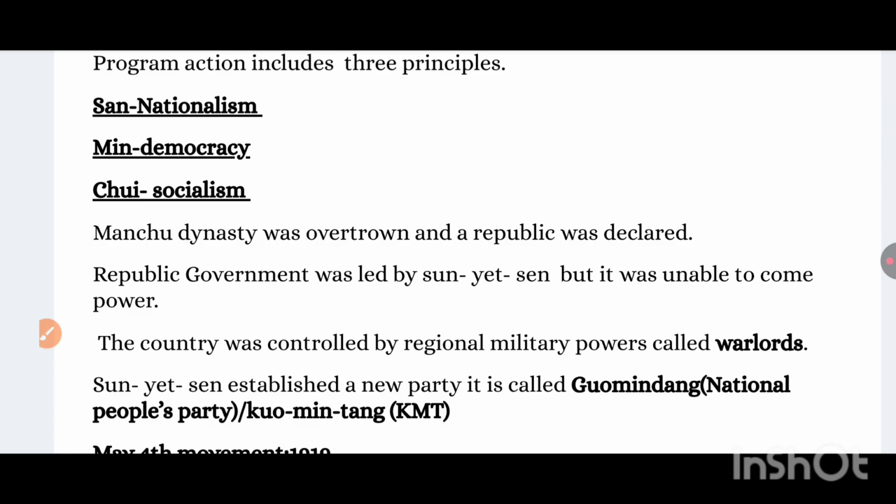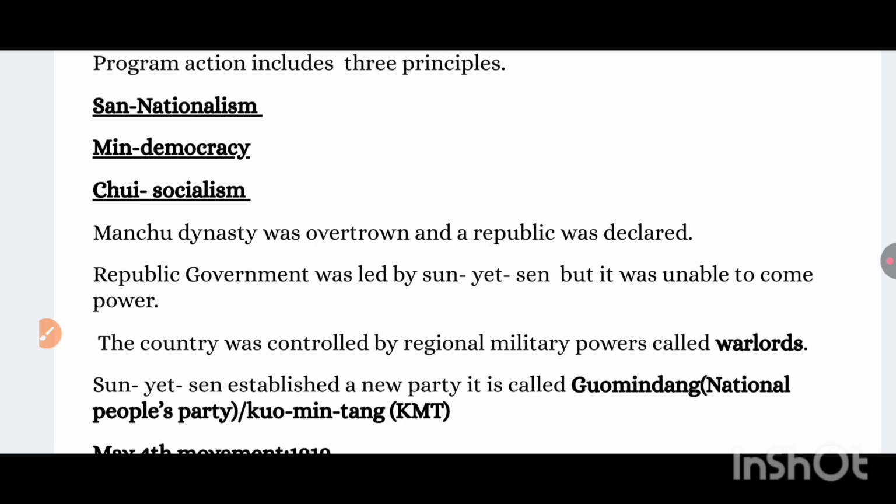The republic government was led by Sun Yat-sen, but unfortunately he did not come into power in China because China was taken forcefully under the control of warlords. Who are the warlords? Warlords means regional militaries. Regional militaries of China we call warlords. Who took China from Sun Yat-sen?